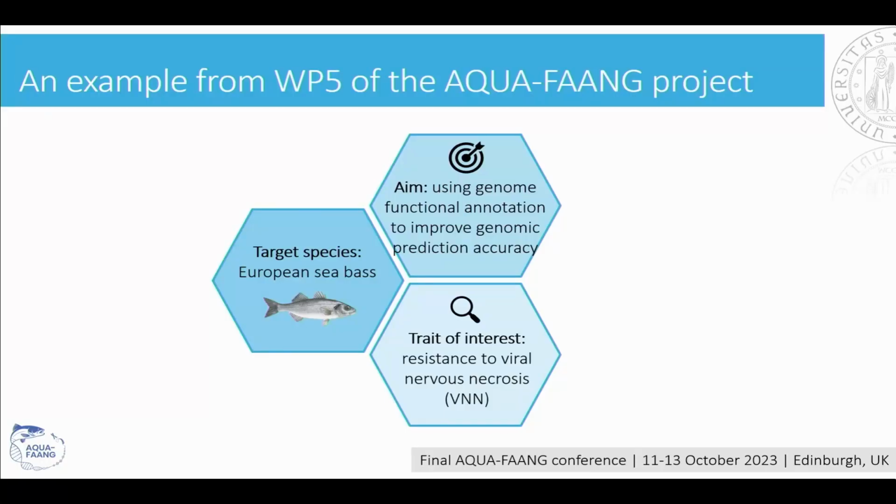So this is just the experimental design we have already seen from Robert. It's absolutely the same. Our target species was European sea bass. The trait of interest is resistance to viral nervous necrosis. And in this case, we try to understand if we can integrate genomic functional annotation to improve genomic prediction accuracy.